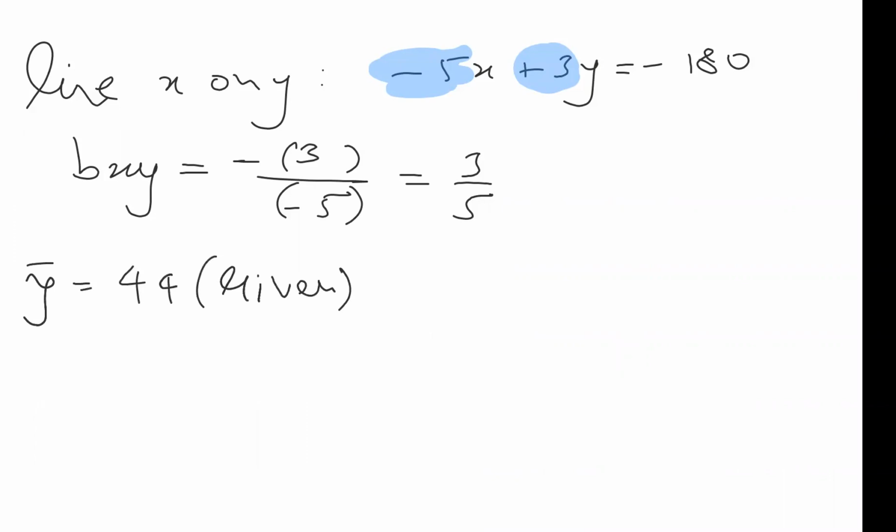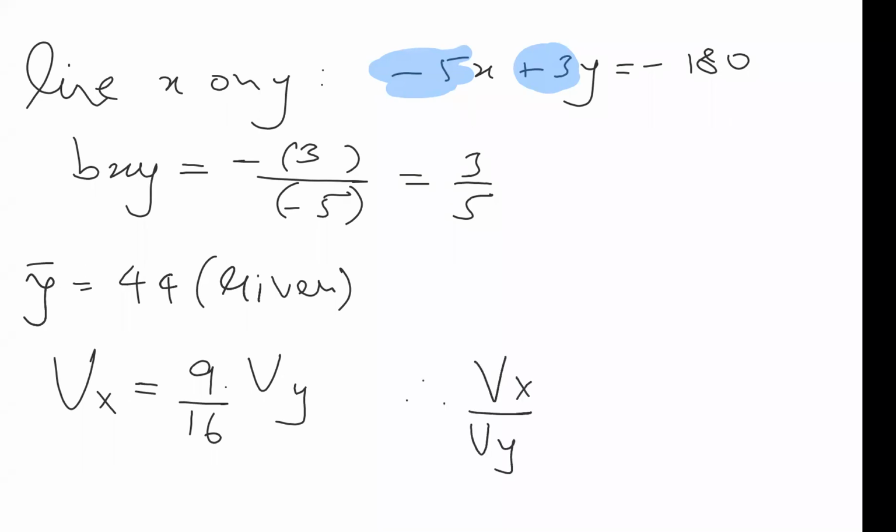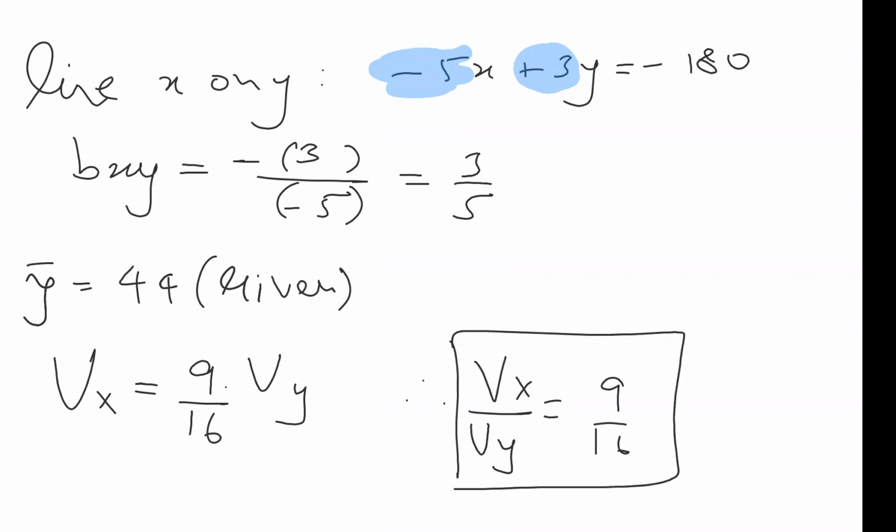And one more piece of information is given: variance of marks in statistics. Statistics is x. So the variance of x is equal to 9 by 16 times the variance of marks in accountancy. Accountancy is y. Therefore, Vx upon Vy is equal to 9 by 16. This was also given to us.